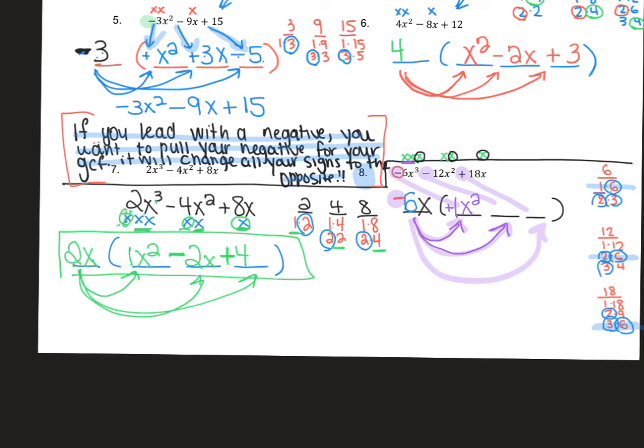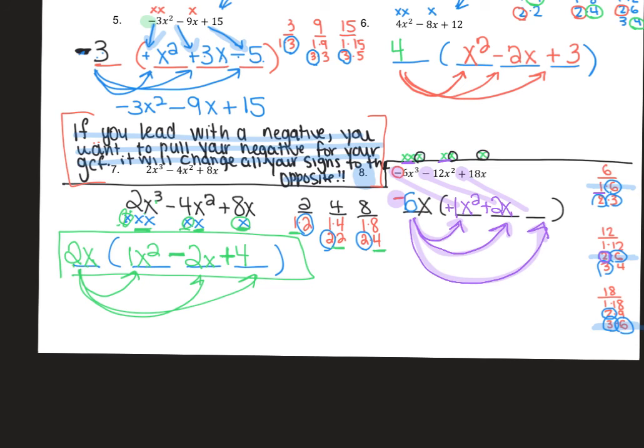Negative 6x times what gets me negative 12x squared? Well, a negative times what will get me a negative? That's going to be a positive. 6 times what gets me 12? There it is, 2. 6 times 2 gets me 12. And x times what gets me x squared? X.